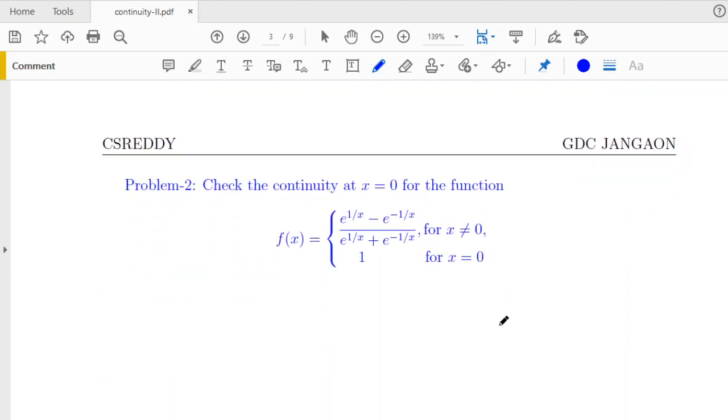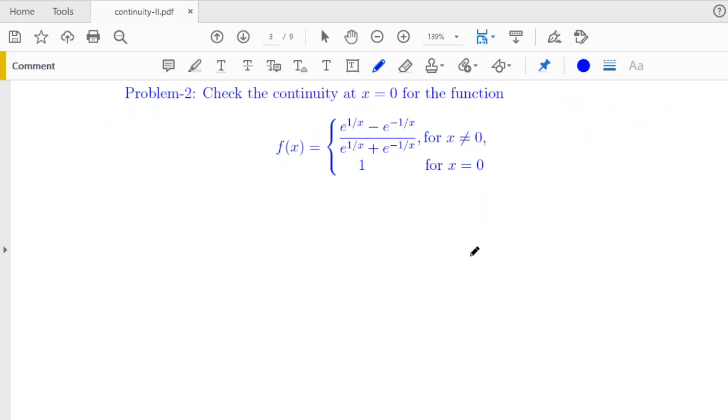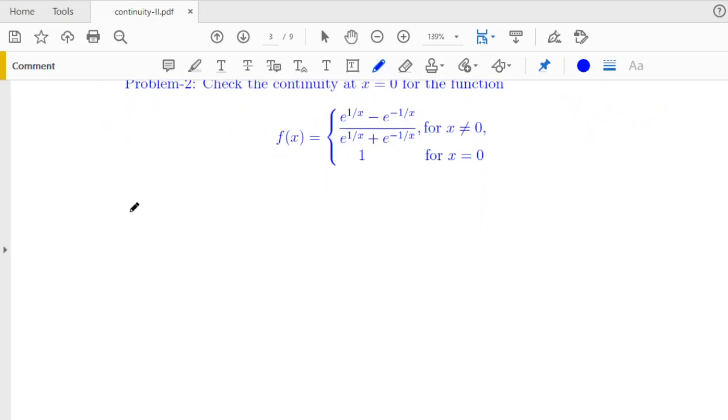Check the continuity at x equals 0 for the function f(x) equal to (e power 1 by x minus e power minus 1 by x) by (e power 1 by x plus e power minus 1 by x) for x not equal to 0, and equal to 1 for x equal to 0. Solution. First of all, find the left hand limit, LHL, which implies limit x goes to 0 minus of f(x).